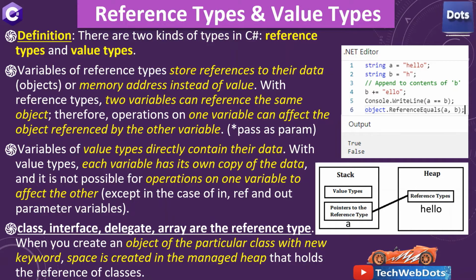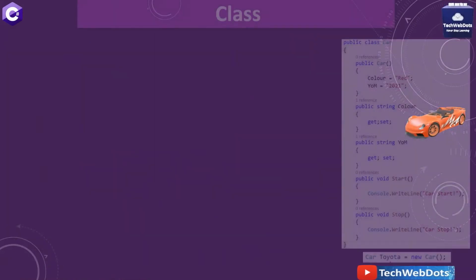So you can see all the reference types, whether it is a class, interface, delegate, or array, all their memory allocation when we use the new keyword goes to the heap. Okay, so I hope you have some basic idea of what is reference type and what is value type. So let's move ahead from here.